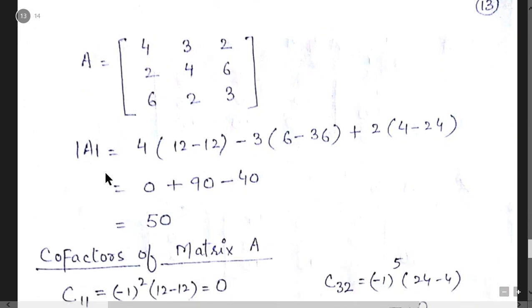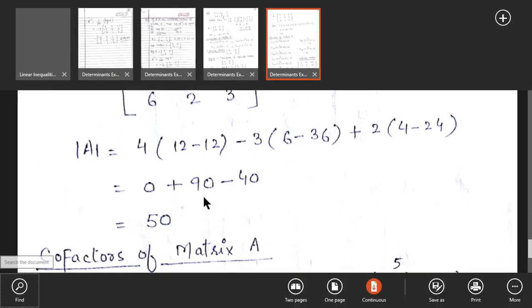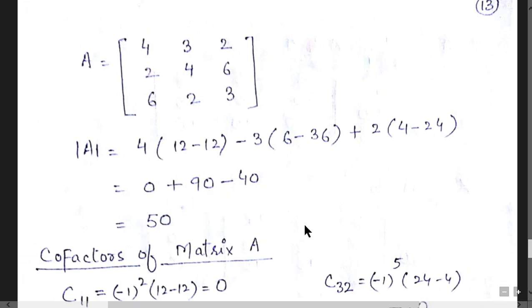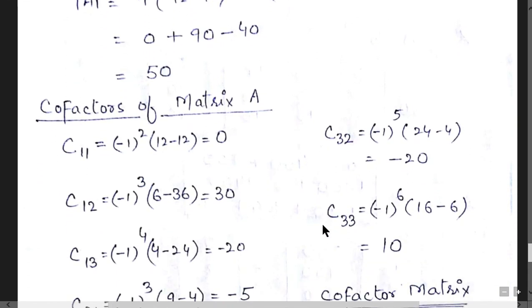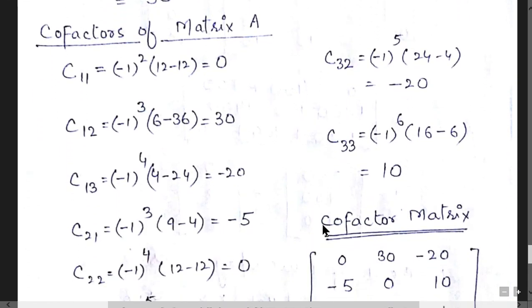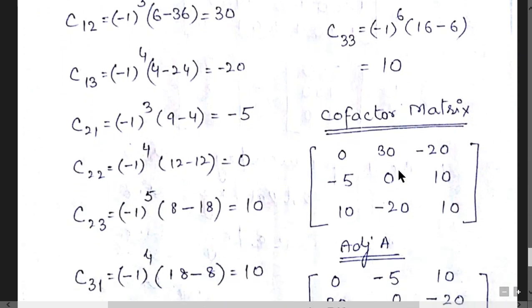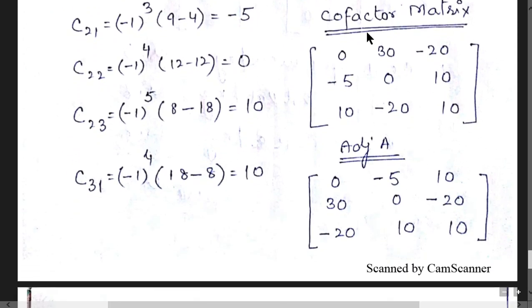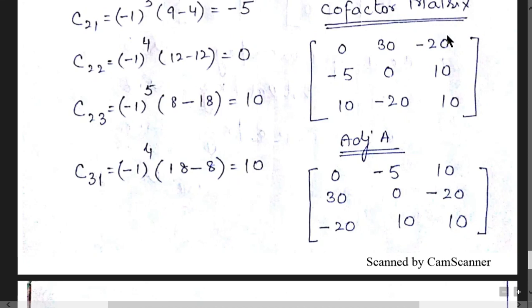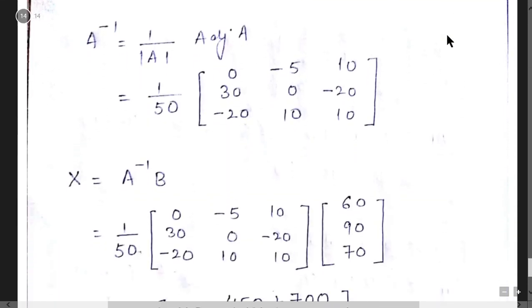Then calculate the value of the determinant of A. If it's non-zero, then you can proceed further with the consistent characteristic of the equations. Now the cofactors of the matrix as per previous questions, and you can design the cofactor matrix, and after designing the cofactor matrix you can write the adjoint of this matrix by converting it into transpose form. Then A inverse is 1 over A mod into adjoint of A, then A inverse into B.